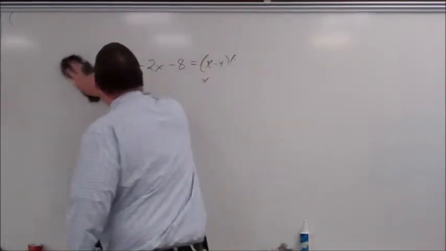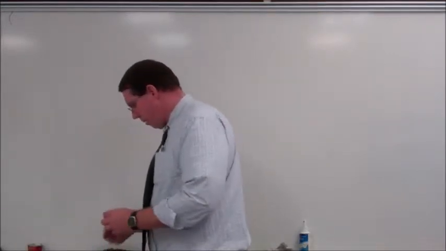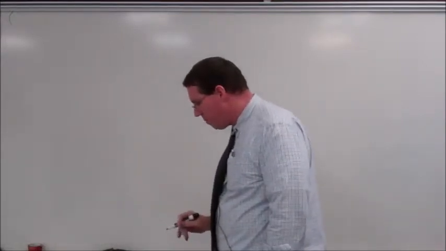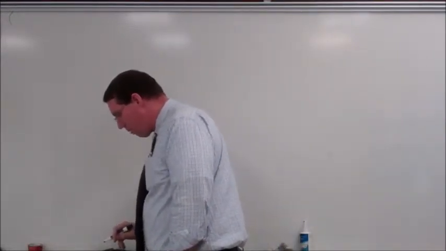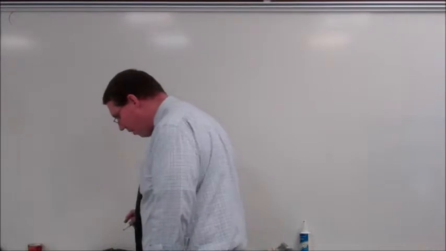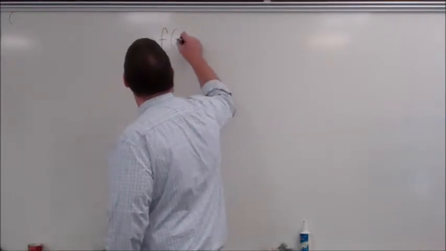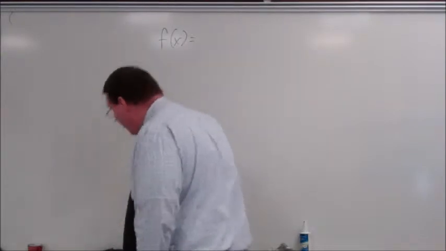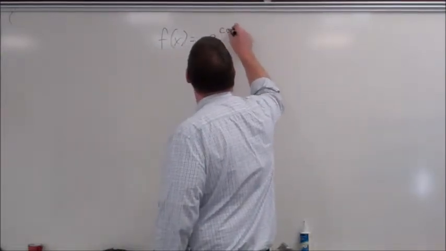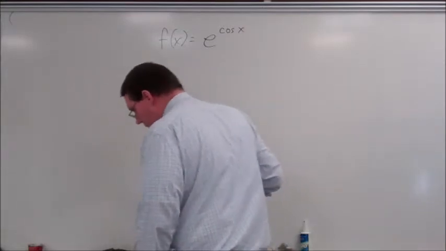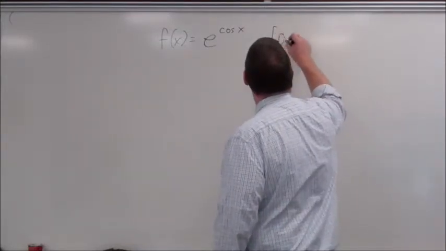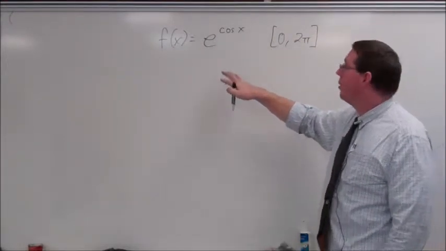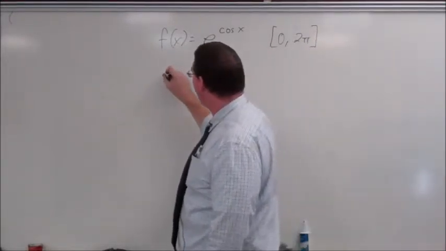All right, now let's go on to the crazy ones, the ones that you probably didn't like very much. It says, identify the coordinates of all relative minima, relative maxima, absolute minima, and absolute maxima of f of x equals e to the cosine of x on the interval from 0 to 2 pi. So of course we'll check our endpoints, but we need the derivative of this to identify any critical points.